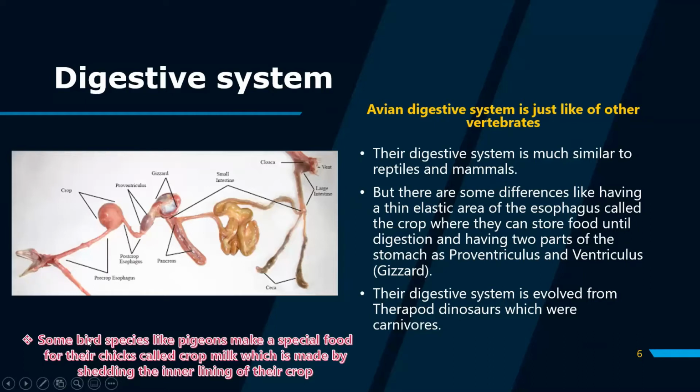And here's a little fun fact: some bird species like pigeons make a special food called crop milk for their chicks by shedding the inner lining of their crop, and they feed it to their chicks. This digestive system is more like that of a carnivorous animal, because, as I said before, they evolved from carnivorous dinosaurs.